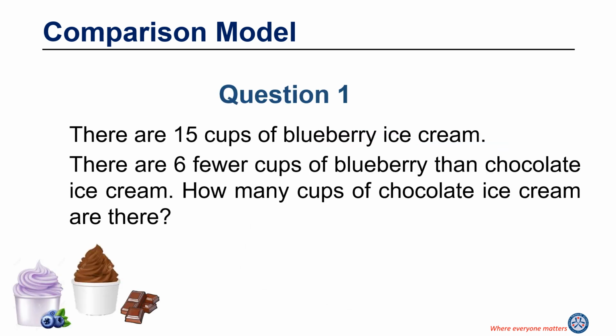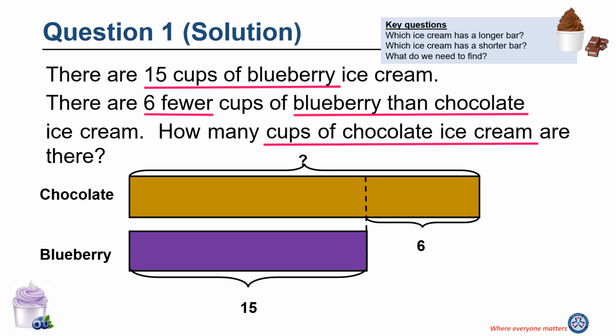There are 15 cups of blueberry ice cream. There are 6 fewer cups of blueberry ice cream than chocolate ice cream. How many cups of chocolate ice cream are there? Please pause the video while you attempt the question. Key questions to take note of are: which ice cream has a longer bar? Which ice cream has a shorter bar? And what do we need to find?